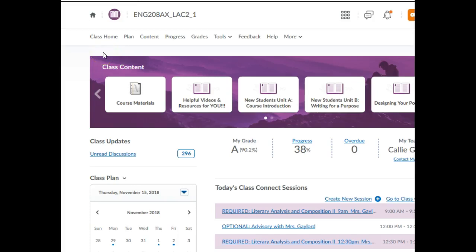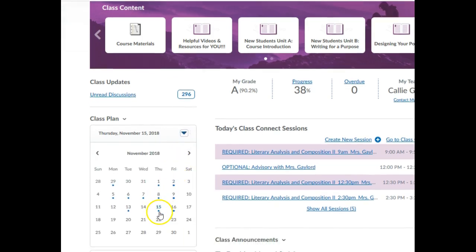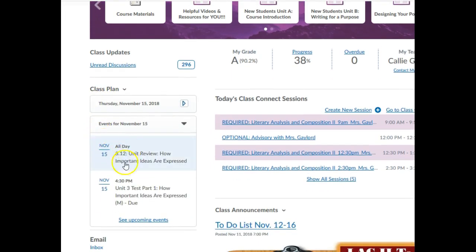Good morning, and let's look at the Unit 3 test part 1. If you need to find this in your class plan, you can open up the drop box for class plan and go to today, November 15th. If you're coming any day after the 15th, just click on the 15th and it will show you everything due for the 15th.